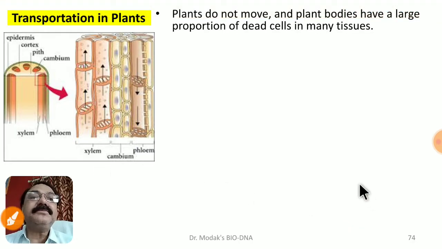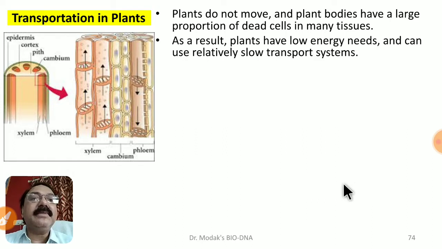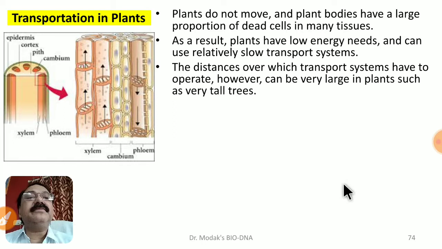Then, as we know, the plants do not move, because they are synthesizing at a specific place, with the help of light they are synthesizing their food. But these plants need energy, and because they do not move, they need a smaller amount of energy also. So how are these plants doing all these things, that is the mechanism we are going to discuss.